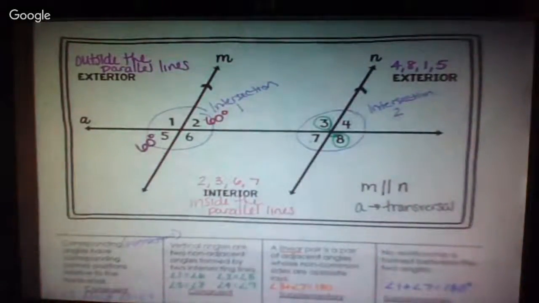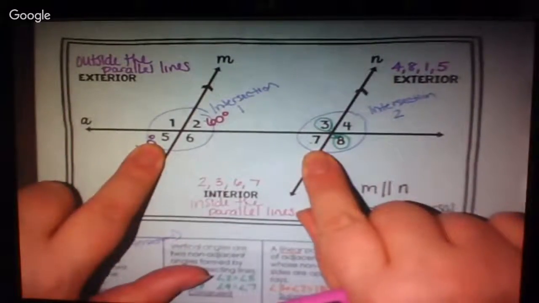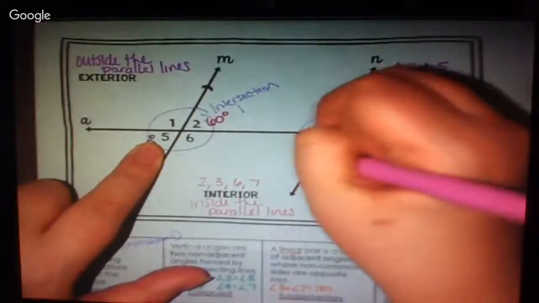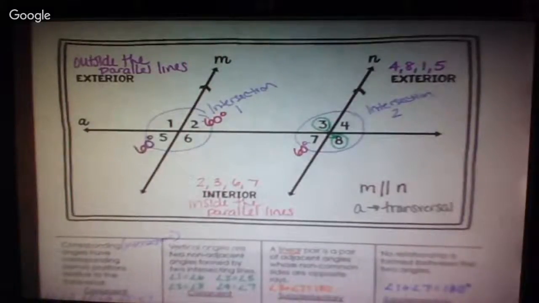Okay? If angle 5 is 60 degrees, what does that make angle 7? 60. Why? Because they're the same thing. 5 and 7 are what kind of angles? Congruent. I agree that angle 7 is 60 degrees, but you got to be able to tell me why. Corresponding. Thank you. Okay. 5 and 7 are corresponding angles. So 7 is 60 degrees.